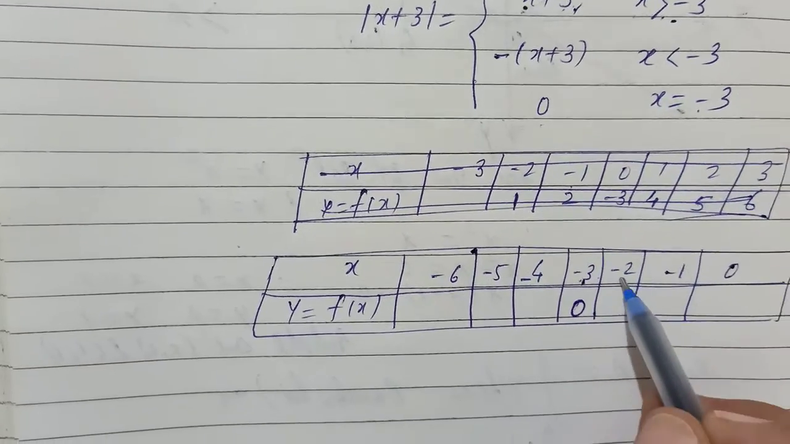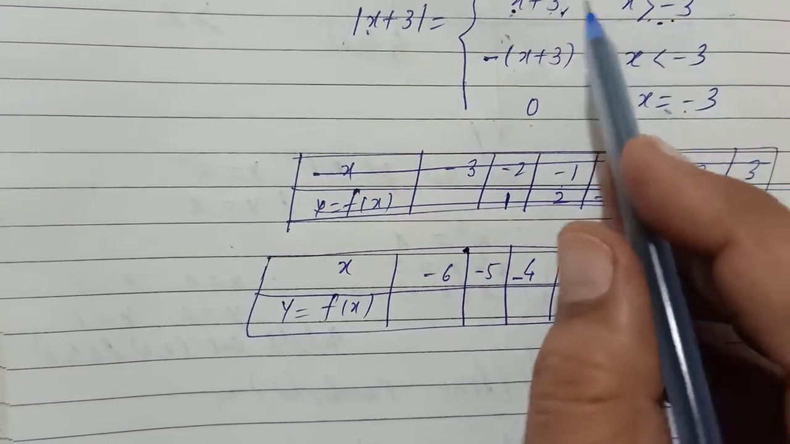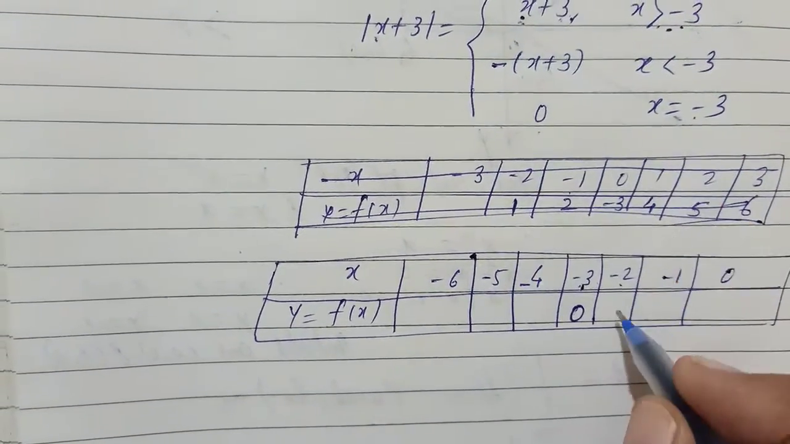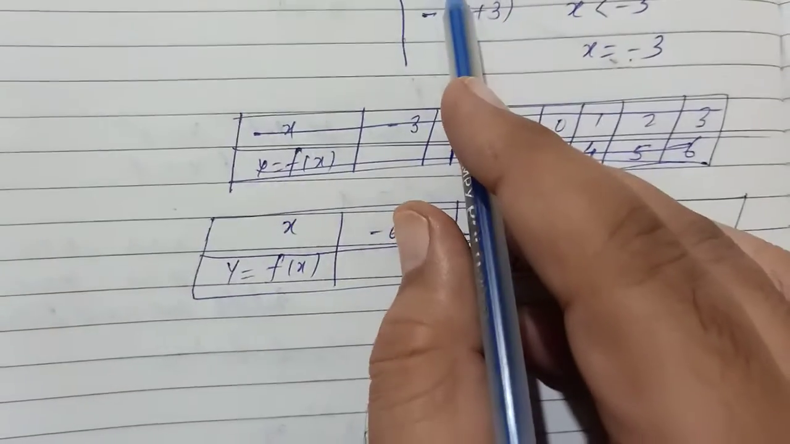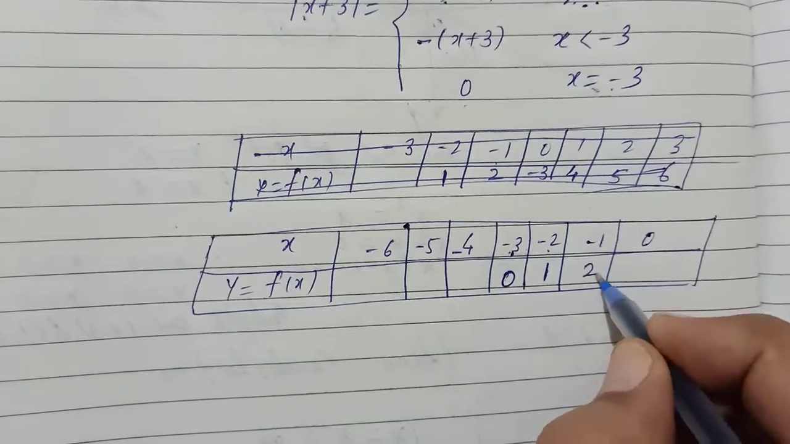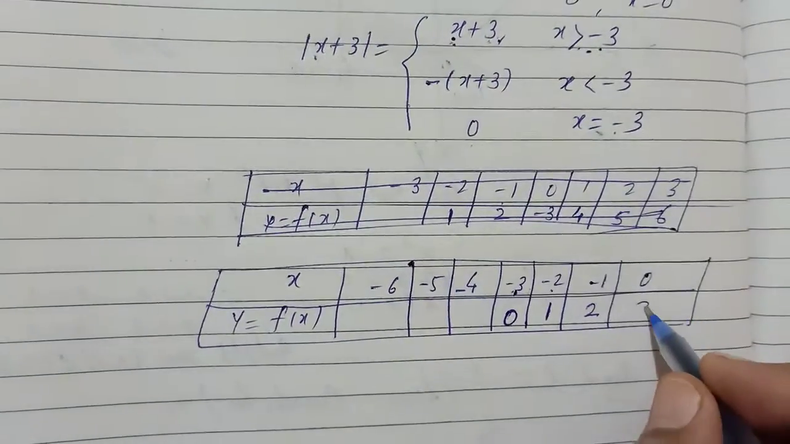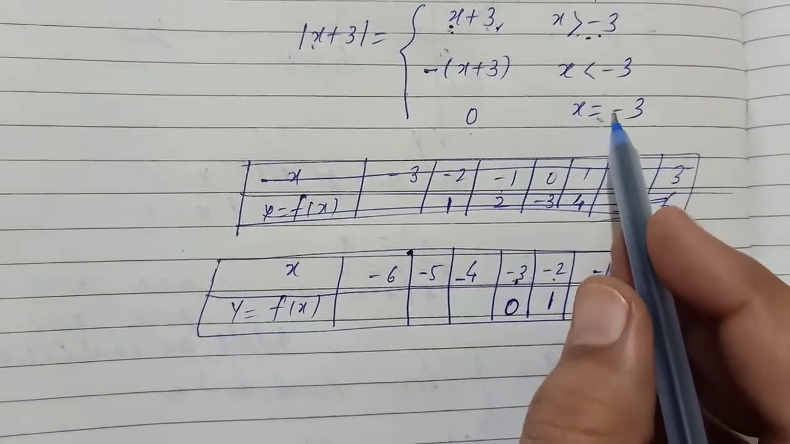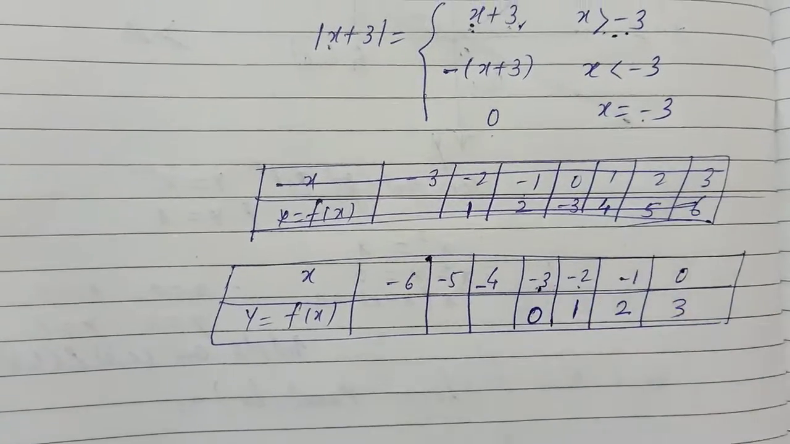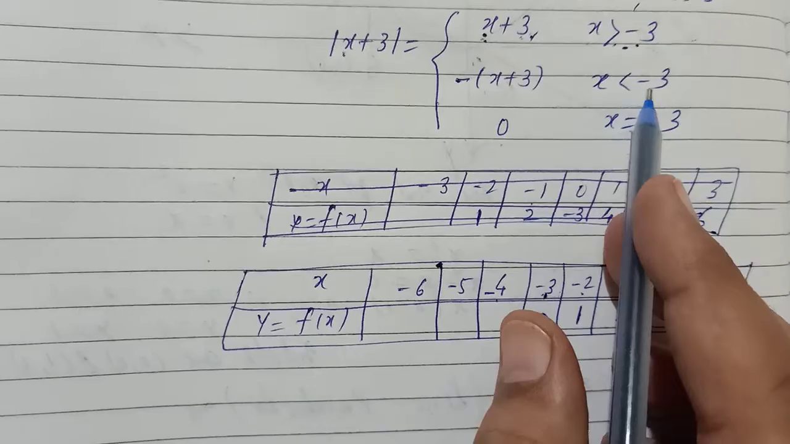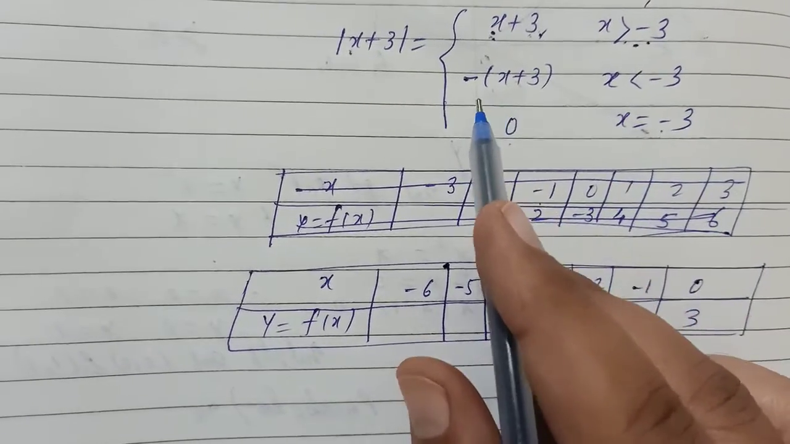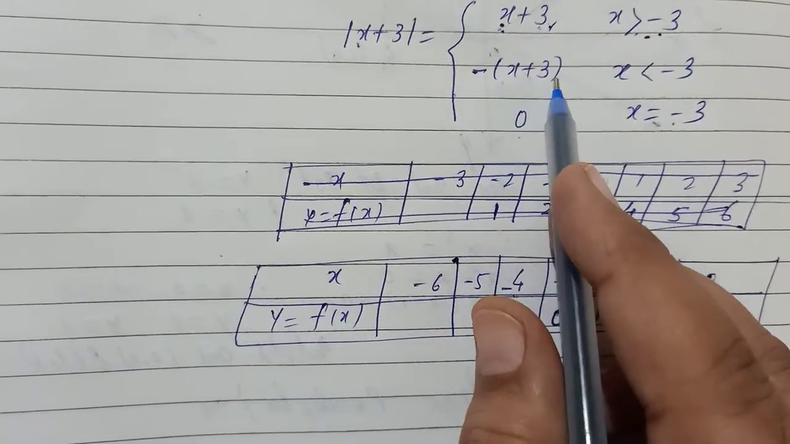When x equal to -2, -2 will come here, so -2 plus 3 is 1. When x equal to -1, it will be here, -1 plus 3, 2. When x equal to 0, it is 3. So -3 is 0. After 0, take 3 values on this side and 3 values on the other side. When x equal to -4, -4 belongs to this, less than -3. So -4 plus 3.